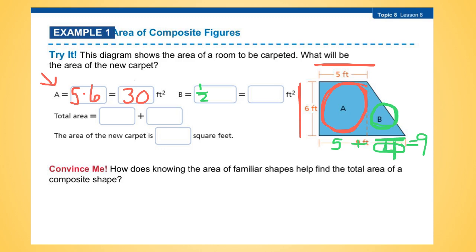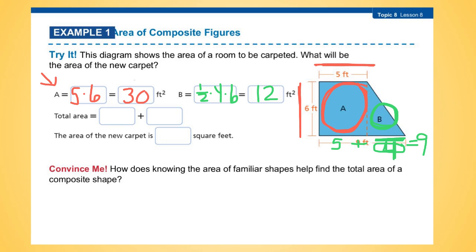One more time, the entire distance was 9. The rectangle took up 5 of that, so it left the triangle with 4. So that is half of 4, the base, times the height of 6. 4 times 6 is 24. 24 divided by 2 is 12. Half of the base times the height.